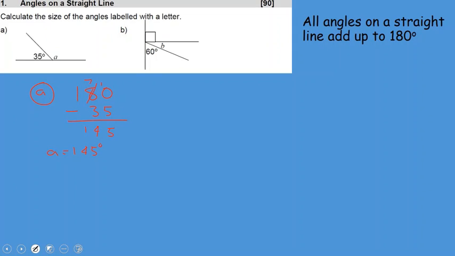And with B, you should have recognized that this symbol here represents a right angle, which is 90 degrees. So we know two of the angles. So we could say 90 plus 60 is obviously 150. Just write that down just to be sure. And then 180 take away 150 is 30, so B is 30 degrees.